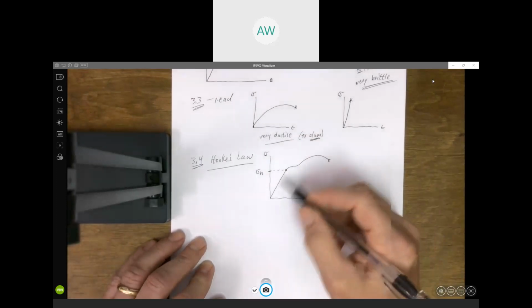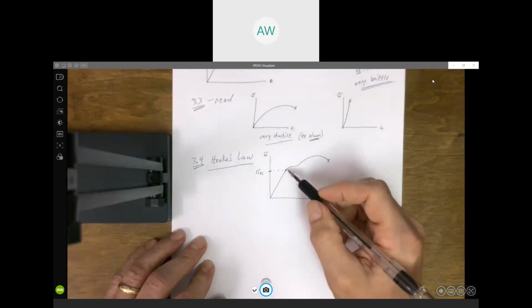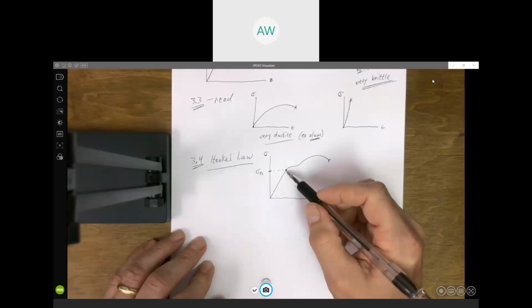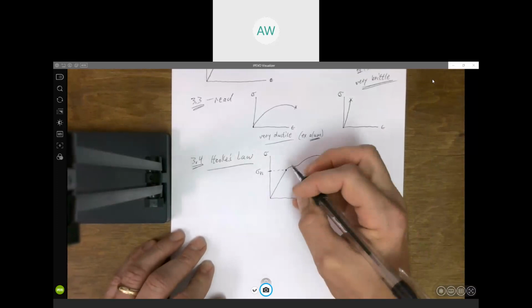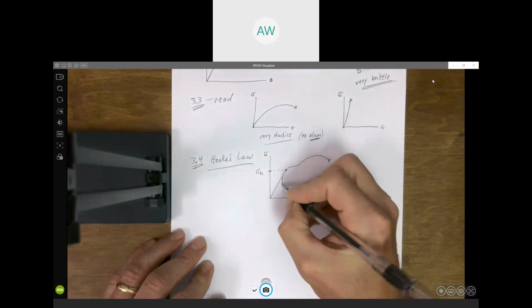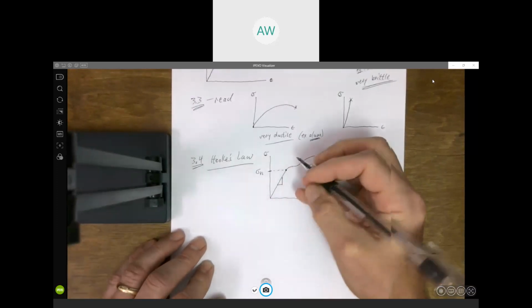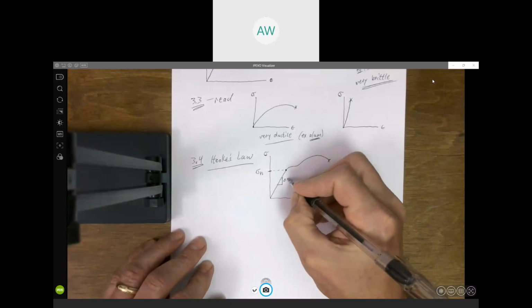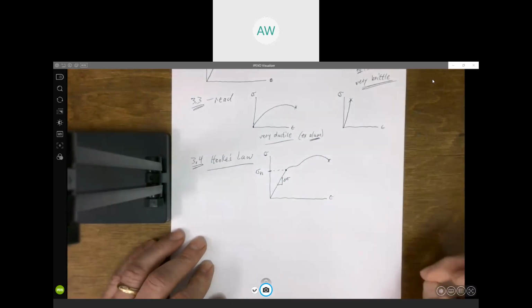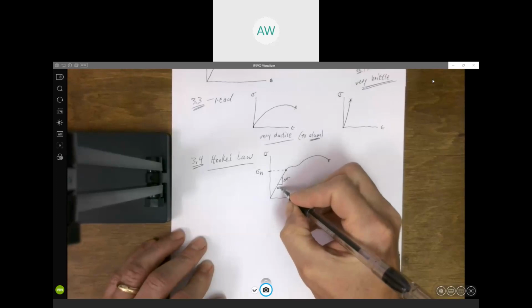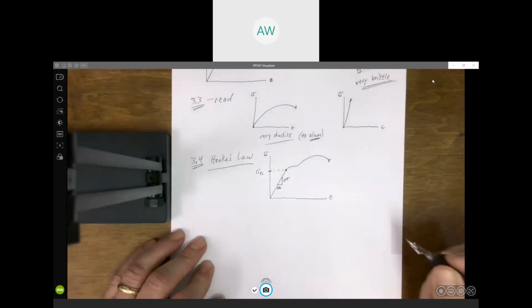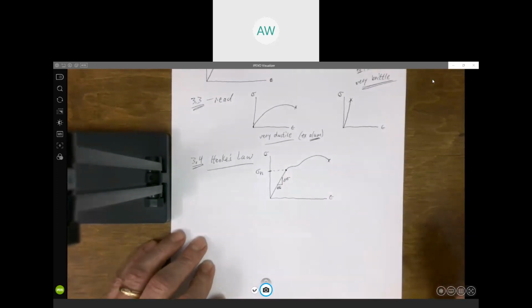Yeah, this linear region, the stress at that point on the graph is what we call the proportional limit. Well, we have a straight line, so we can calculate the slope of that straight line. So the change in the y direction is going to be the change in stress. The change in the x direction is going to be the change in strain.